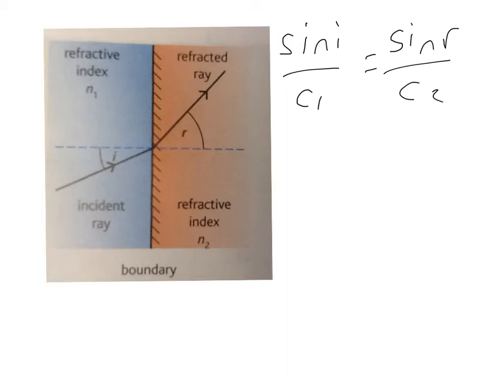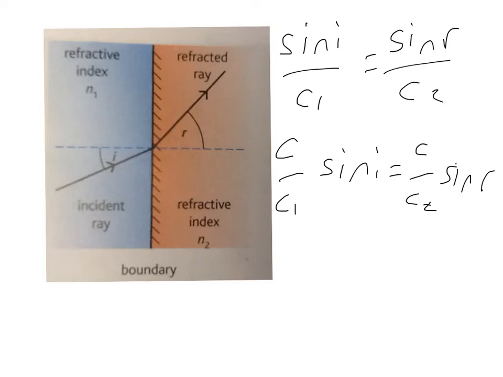What I would like to do now is multiply through on both sides of the equation by the speed of light in a vacuum. So I'm going to get c over c1 sine i equals c over c2 sine r.